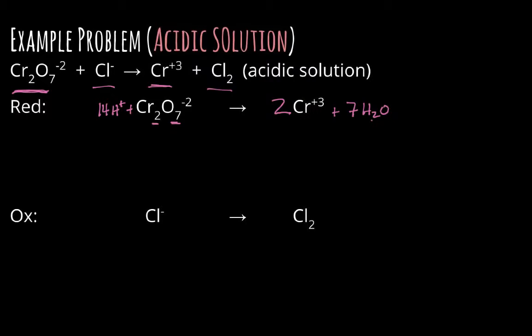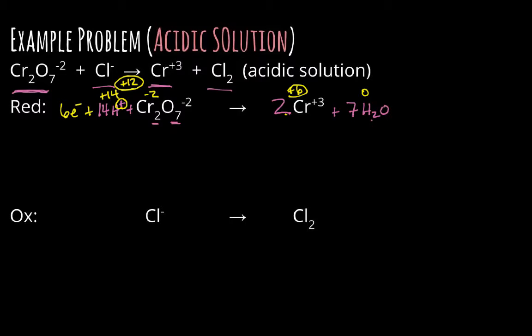So if I look, I have 14 times plus 1, so I have a plus 14, and then I have a minus 2 times 1, which is a minus 2. So on the left side, I have a plus 12 overall charge. On the right-hand side, I have 2 times plus 3, so that's a plus 6. And I have 7 times, this has a 0 charge overall, which is 0. So I have an overall charge of plus 6 on the right. So to balance that out, because the only thing I can add is electrons, the only thing I can do is add 6 electrons over on this side.